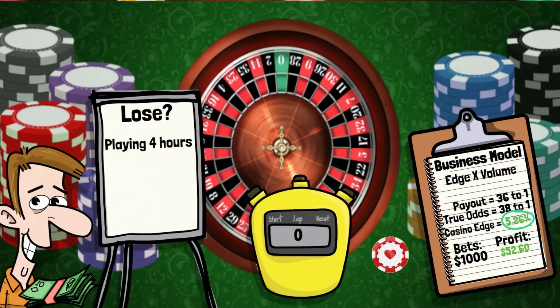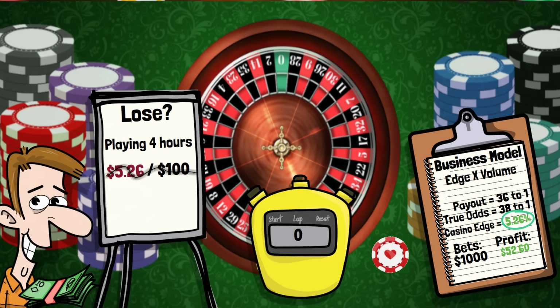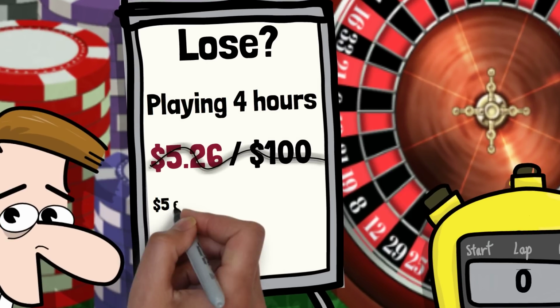Many people would reasonably expect to lose around $5 of their initial 100 if the house's edge of 5.26% played out. However, most do not calculate that the edge applies to the total amount wagered and not simply the starting $100 amount. Let's assume you're betting $5 on each spin of the wheel.